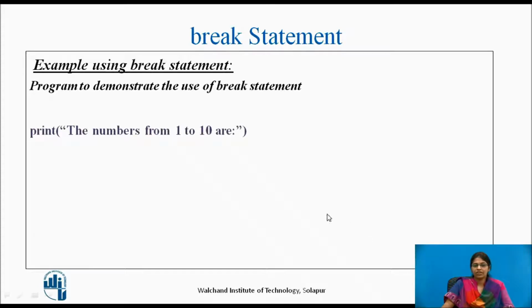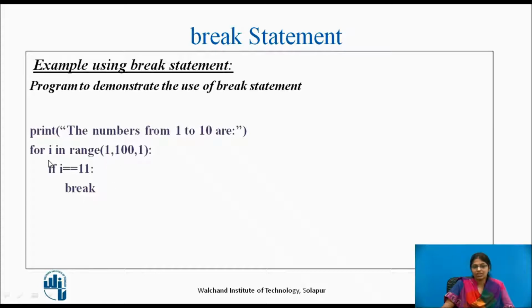So, here we are trying to print the numbers from 1 to 10. So, that is printed first. Now, here we are using a for loop which is in the range from 1 to 100 with the increment of 1. So, when I becomes equal to 1, then we are using a break statement. See, our purpose in this program is to print the numbers from 1 to 10.